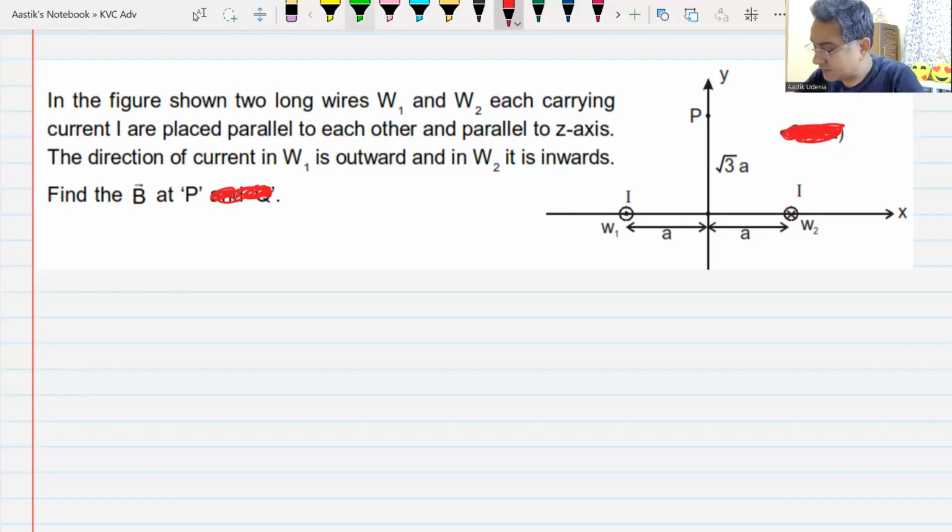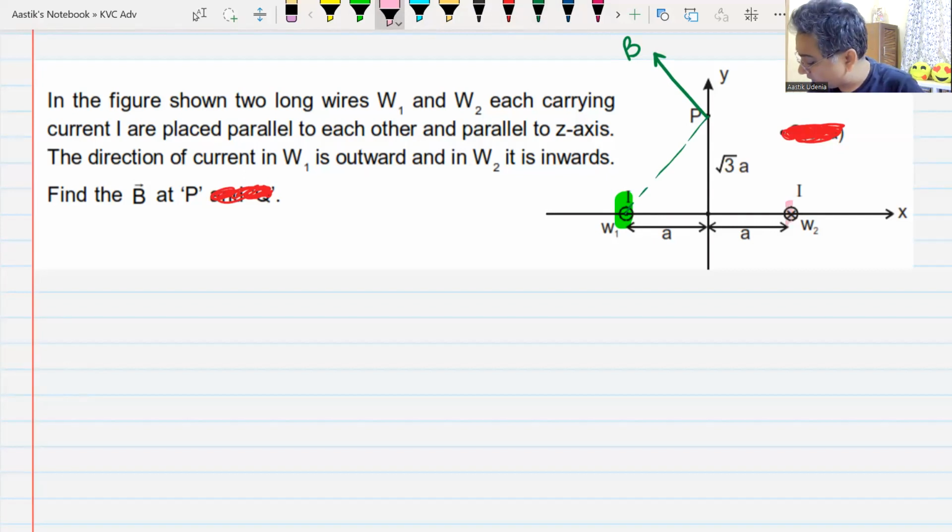So how are we supposed to do this? If I call this the green wire, this is the green distance. The distance is 2a, yes or no? Yes, sir. And the green magnetic field will be going like this, yes or no? Yes, sir. You can easily find out the value of this magnetic field: mu naught I by 2 pi into 2a, yes or no? Yes, sir.